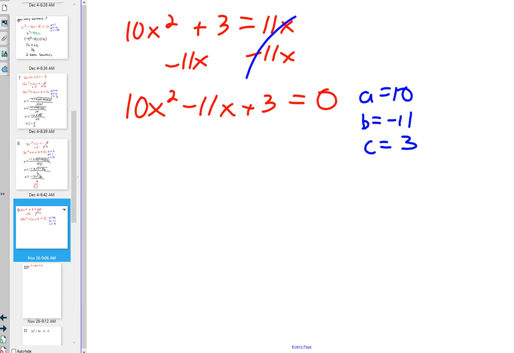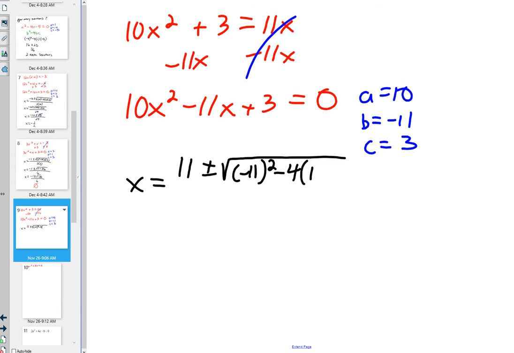Then you plug it in with the quadratic formula. If B is negative 11, what is negative B? Positive 11. Plus or minus the square root of negative 11 squared minus 4 times 10 times 3.